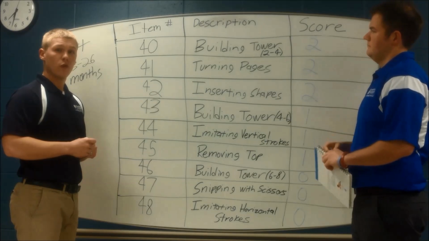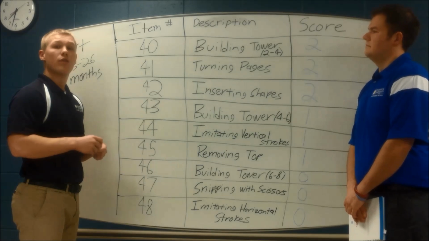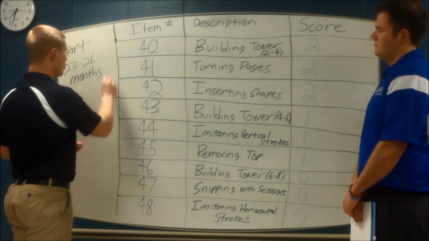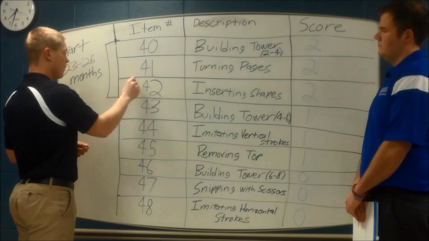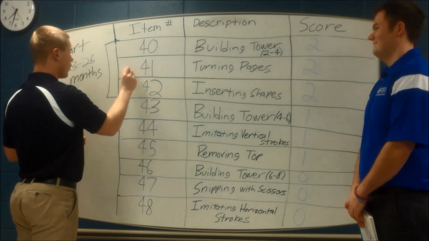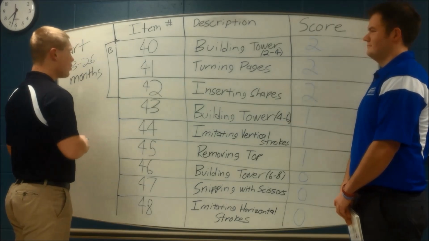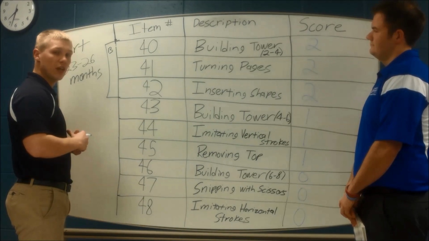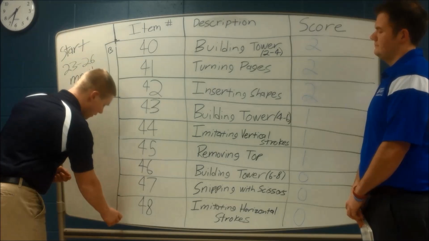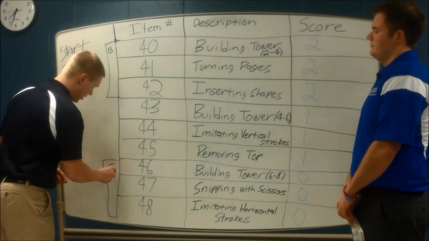To score this, first you want to establish your basal level. Basal level is established with the 3 consecutive 2s that the child scores. These are the 3 consecutive 2s that the child scores on items 40, 41, and 42. This would be your basal level. Then you want to establish your ceiling level. The ceiling level is when the child scores 3 consecutive zeros in a row. That would be between items 48, 47, and 46. This is your ceiling level.